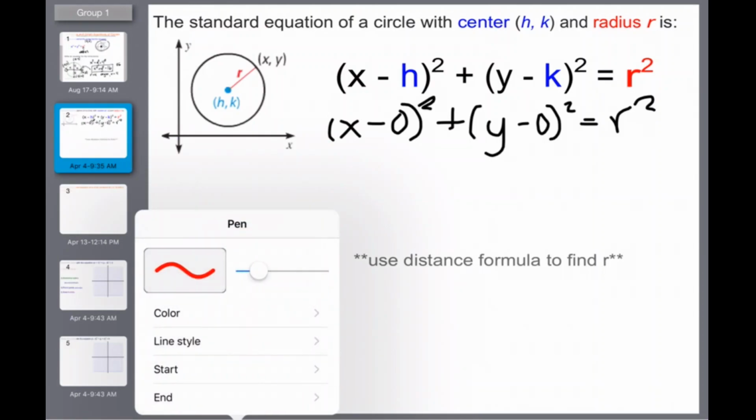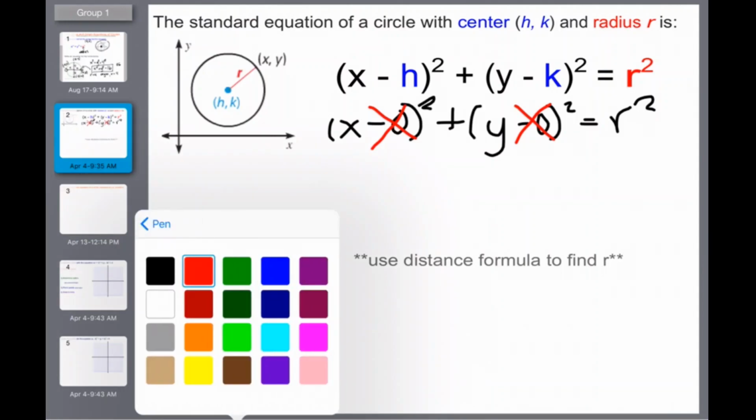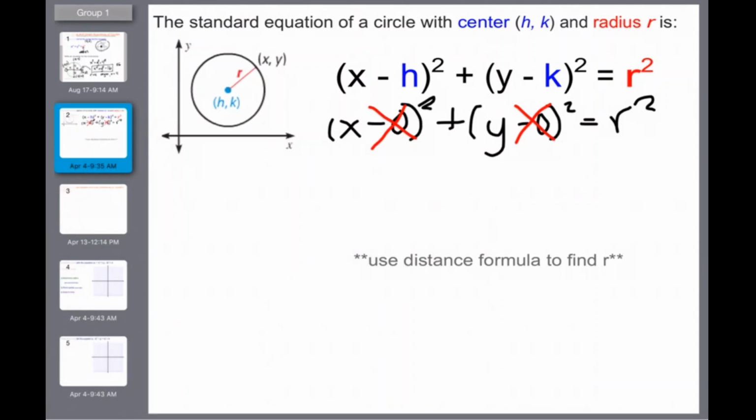So in this sense, if we subtract 0, it's still going to be x. And if we subtract 0, it's still going to be y. So this also works for a circle centered at the origin. It just gives us that x squared plus y squared is equal to r squared. So it doesn't change at all.